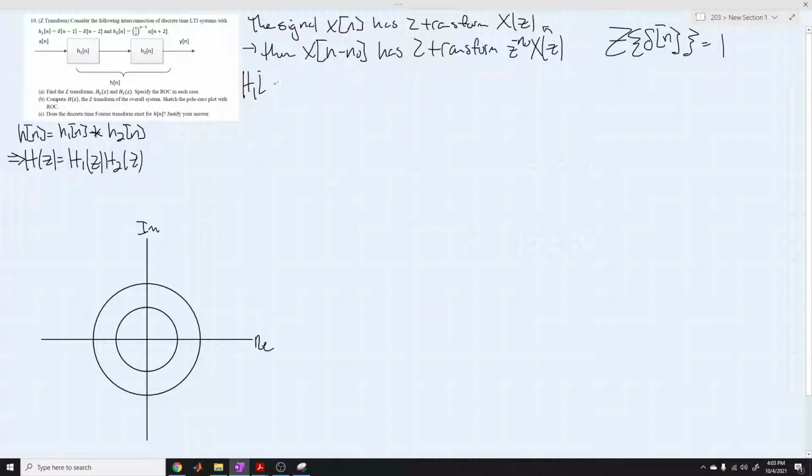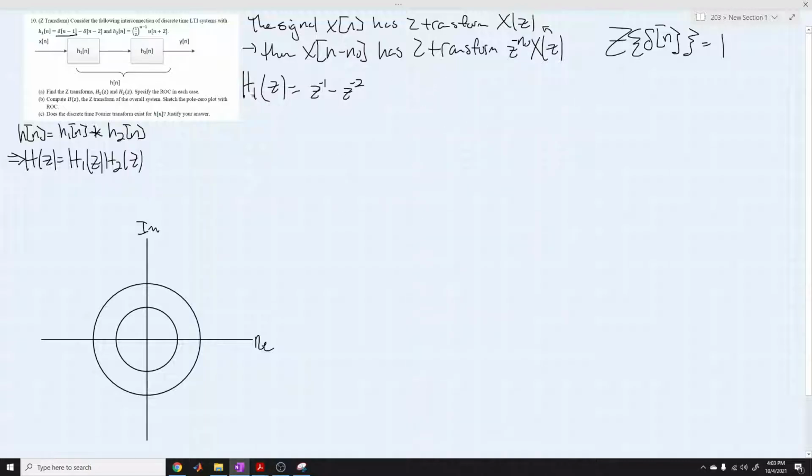So H1(z) is two time-delayed delta functions, right? We take the Z transform of this, which is a delayed delta function. We're delaying it by 1, so n0 equals 1, and that gives us z to the negative 1 times 1. And then the next one, that's minus, a delta function delayed by an n0 of 2, so that gives us z to the negative 2. And there's H1[n], or H1(z).